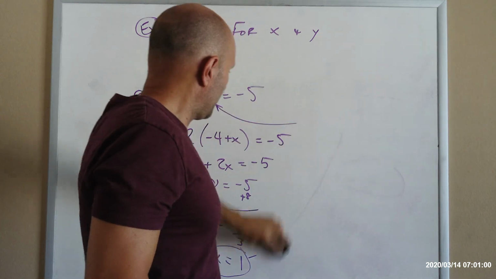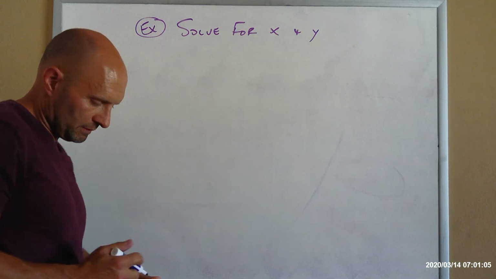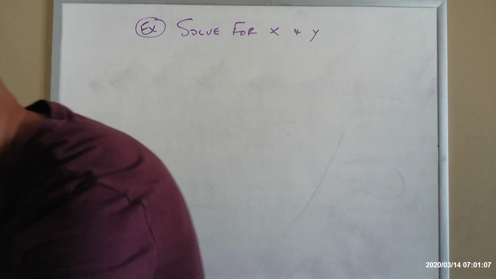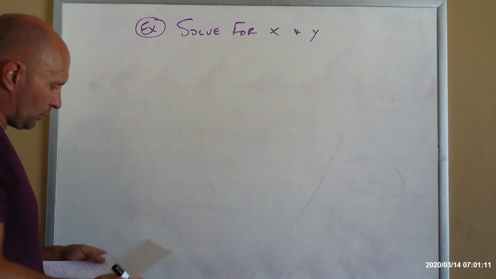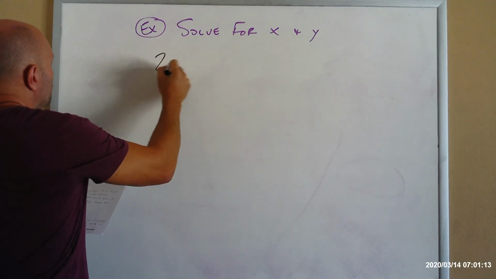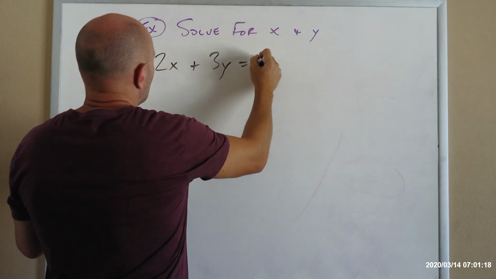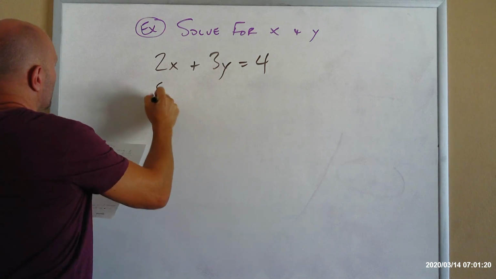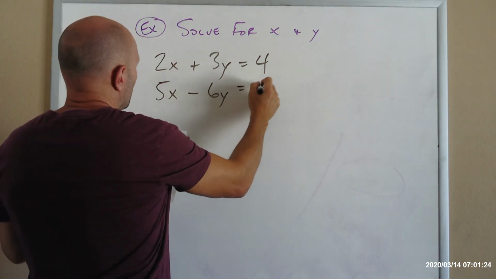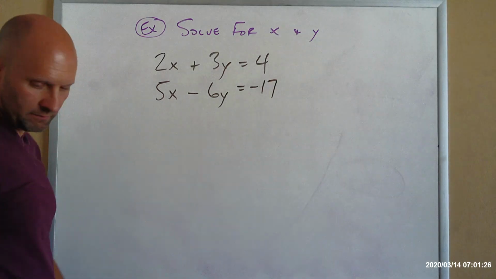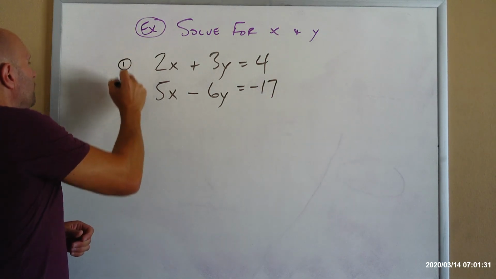What if we don't get a nice equation like we had there? So let me switch my markers here. Let's say we want to solve for x and y, and I have 2x plus 3y equals 4, and 5x minus 6y equals negative 17. So again, let's call them 1 and 2.